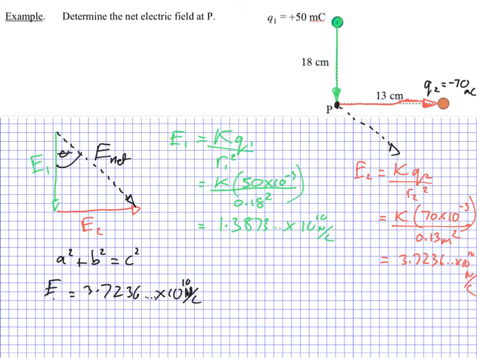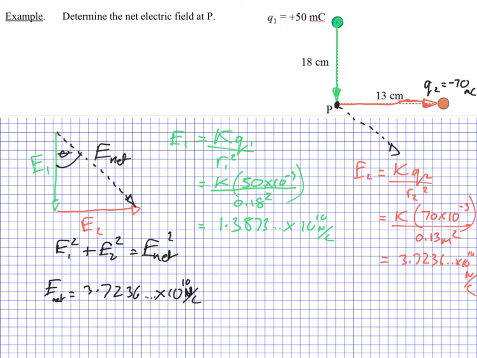So that's E net. Okay, and if you wanted to, you could actually just get rid of the a squared plus b squared equals c squared, replace them with the actual values. So I would say E1 squared plus E2 squared is equal to E net squared. Okay, that's a bit better, isn't it? All right, last thing to solve is for the angle.